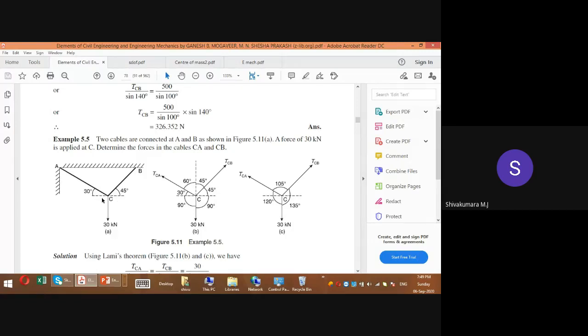So this is the string or the cable. Cable is like this. At point C, there is 30 kilonewton force. Direction of this AC is at an angle of 30 degree with respect to horizontal. Direction of this CB is at an angle of 45 degree with respect to horizontal. Are you observing?